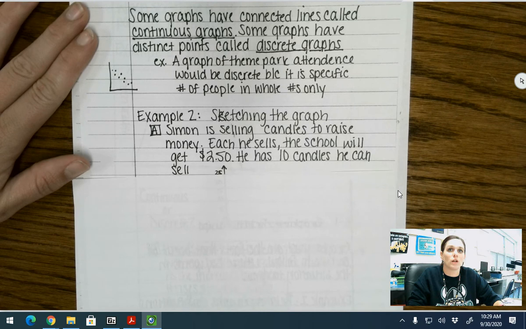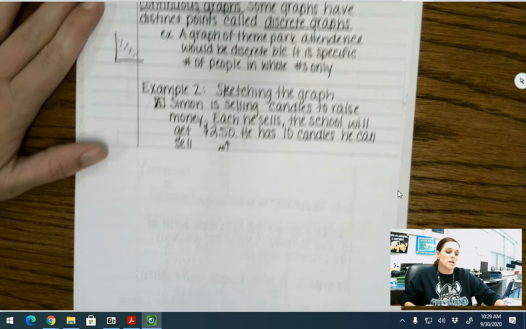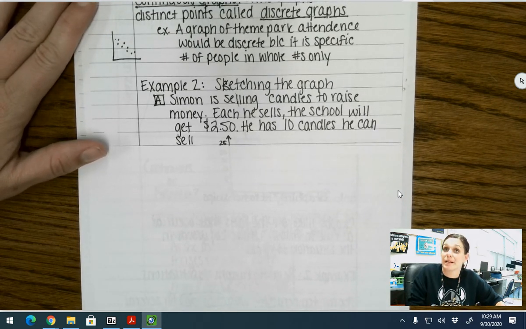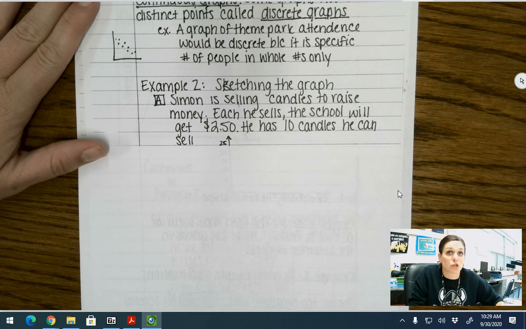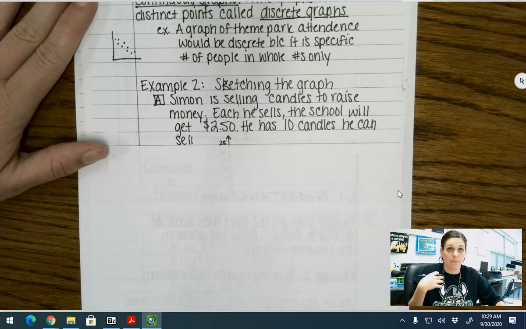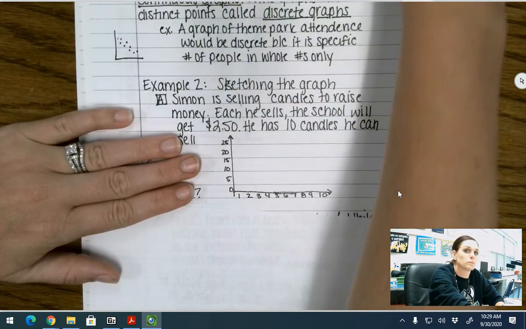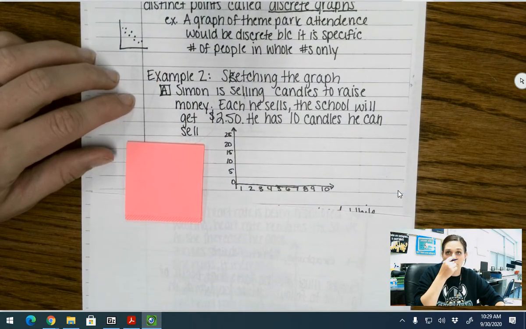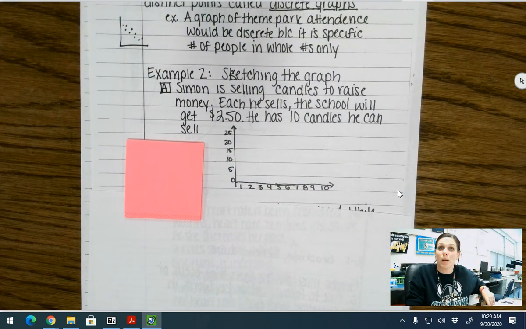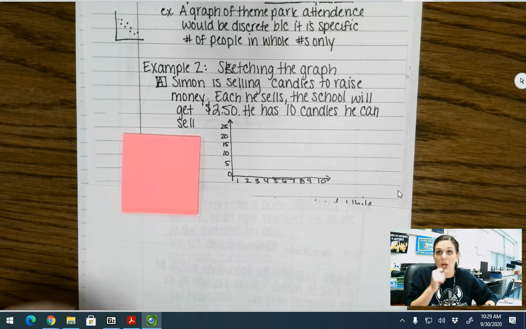All right, so let's take a look at this story. So we're going to practice again sketching a graph. Okay? So it says Simon is selling candles to raise money. Each he sells, the school will get $2.50, and he has 10 candles to sell. So he was given 10 candles. They're $2.50 each. We got to graph this. Okay? So we have our own little graph here of what we're going to do. I'm going to uncover that here in just a second. All right, I did put numbers to it because we are dealing with numbers in our story. And we have to graph this.